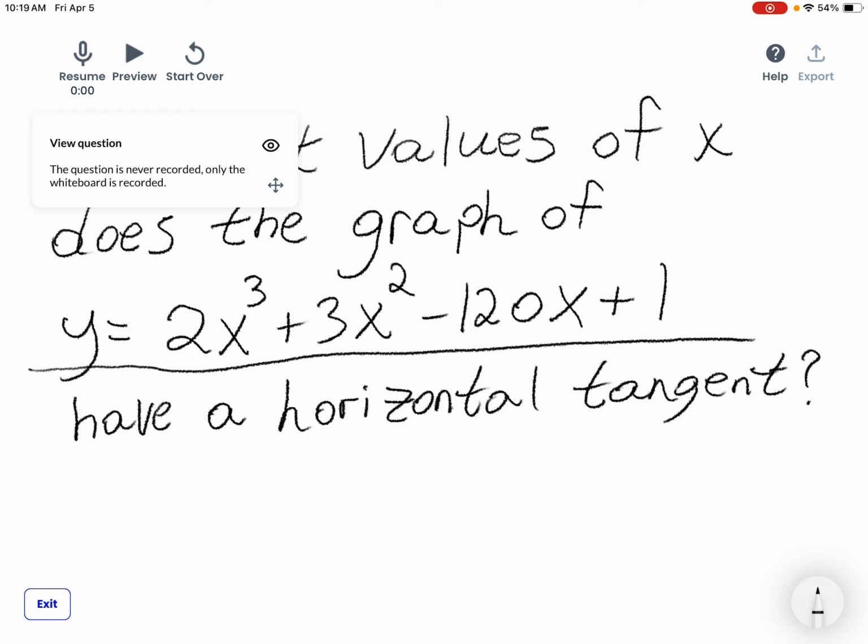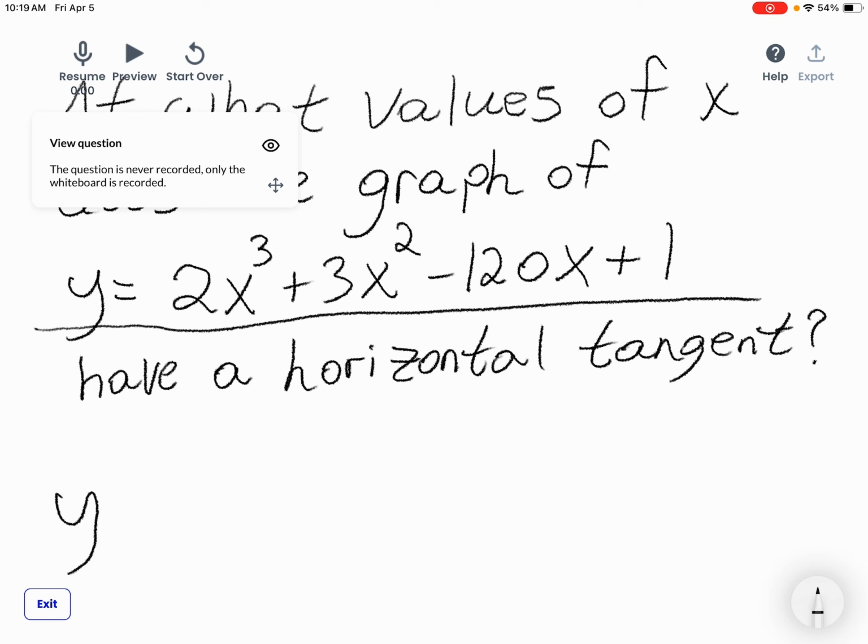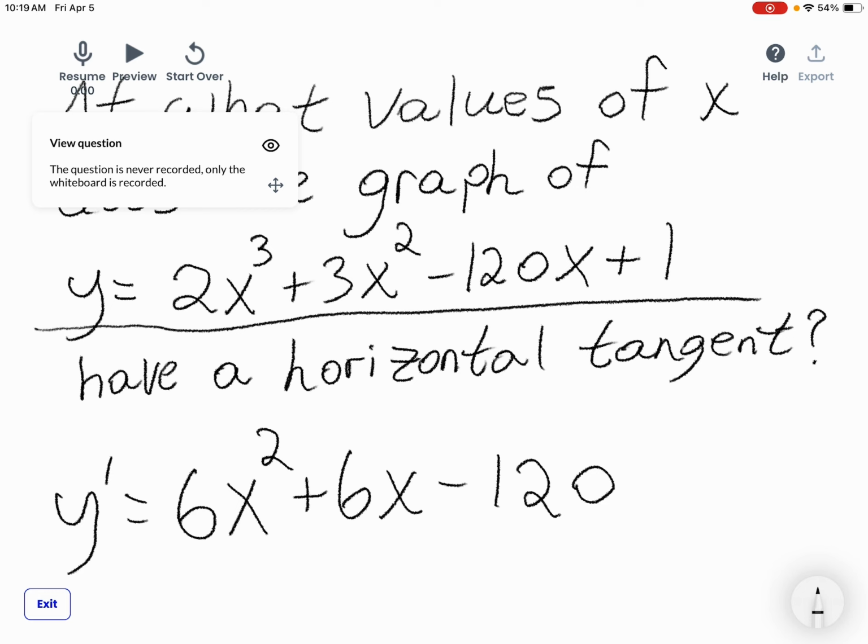Go ahead and take the derivative of that, and that's going to be pretty simple. The derivative, y prime, is just going to be equal to, well, the derivative of 2x cubed: the 3 jumps down, we have 2 times 3, which is 6, and then x to the 3 minus 1. So we get 6x squared. Then the derivative of 3x squared is 3 times 2, so we get plus 6x to the 2 minus 1, so just plus 6x. The derivative of 120x is just minus 120, and the derivative of 1 is 0. So the derivative y prime is 6x squared plus 6x minus 120.